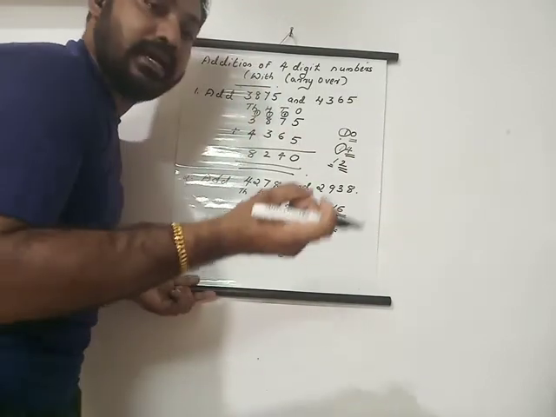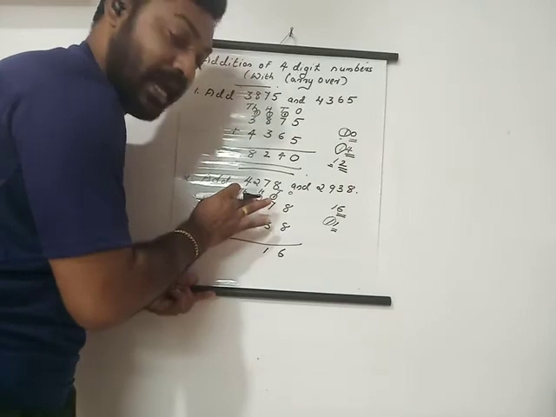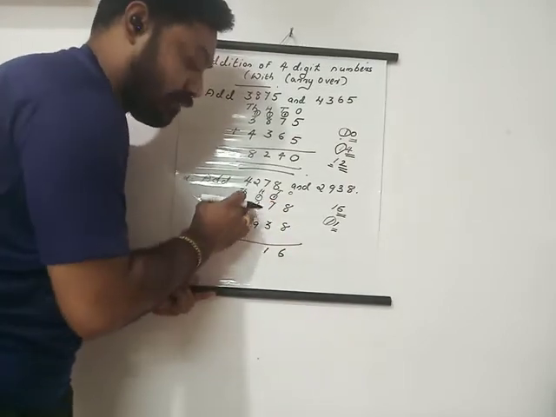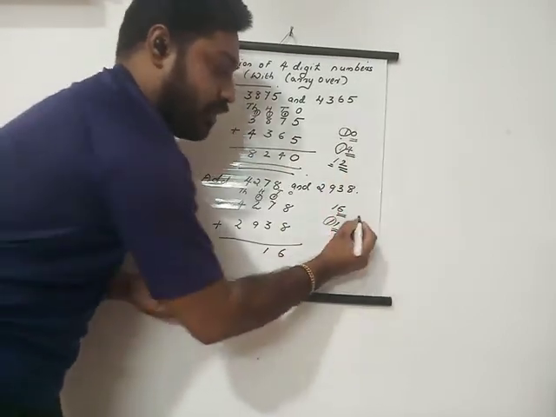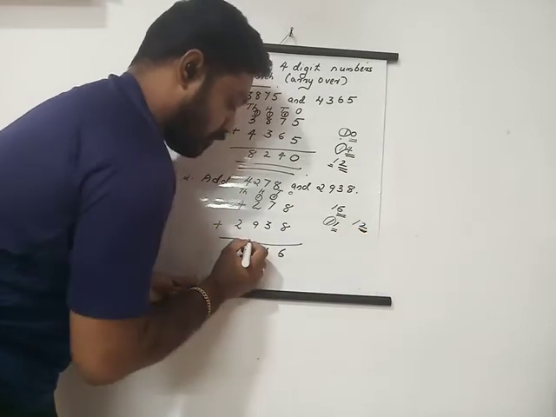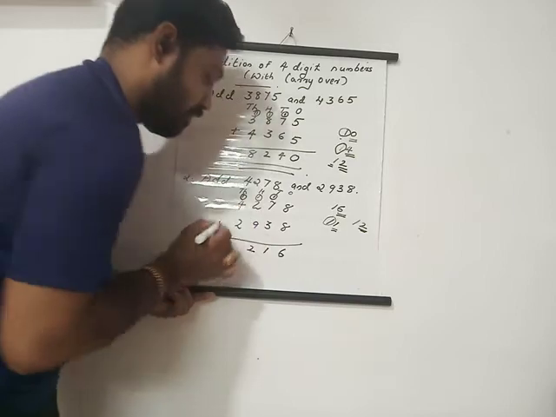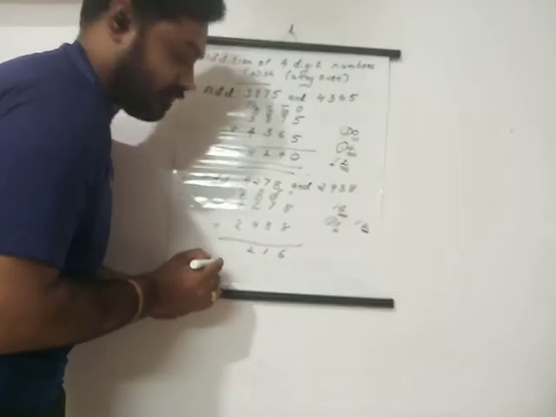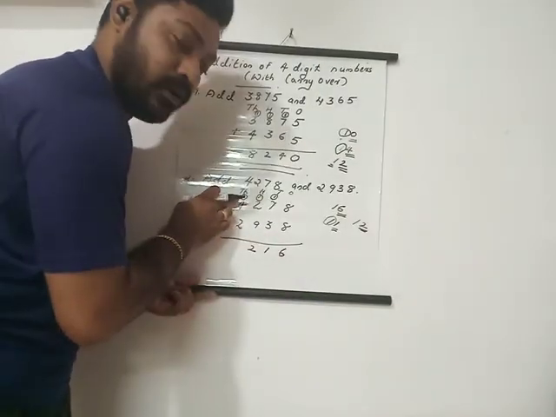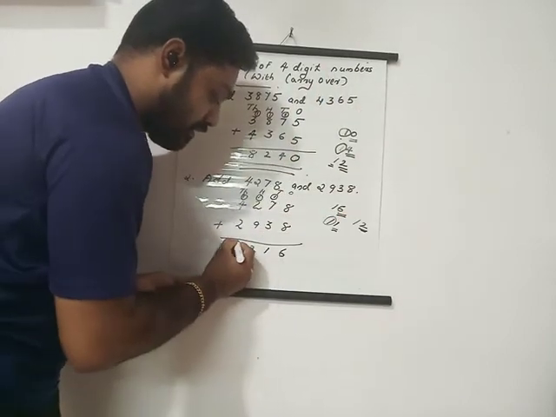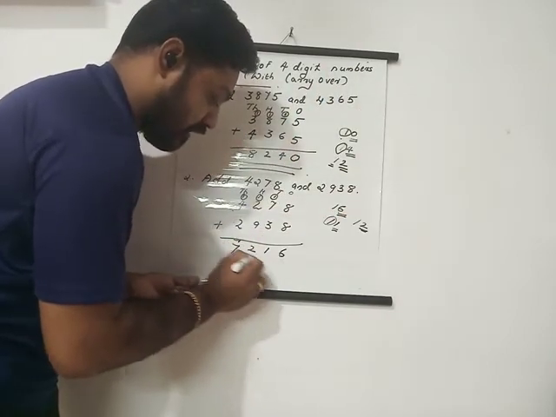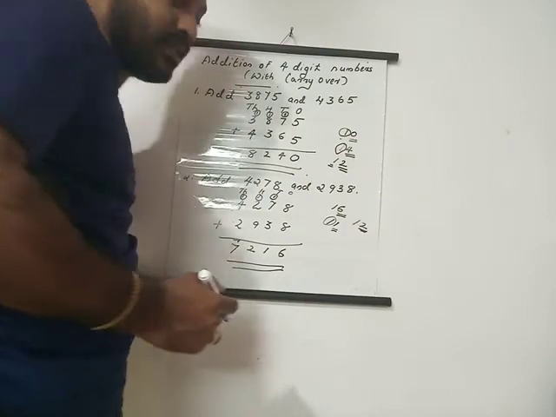9 plus 2: 9, 10, 11, and 1 carryover is there. So 9 plus 2 is 11, 11 plus 1 is 12. Then we write 2 here and 1 is the carryover. 4 plus 2 is 6, and 1 is carryover here, so 6 plus 1 is 7. Then the answer is 7 2 1 6.